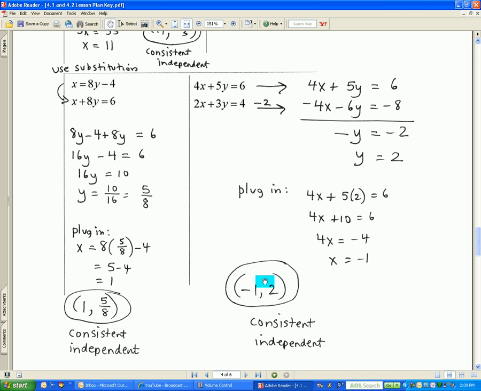Again, it's two lines crossing in the form of an x. It is therefore consistent, meaning there's at least one answer, and it is independent. Independent means the lines either cross once or never. Dependent means they cross all the time.